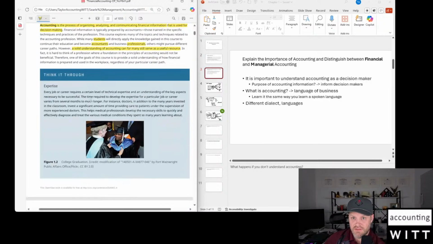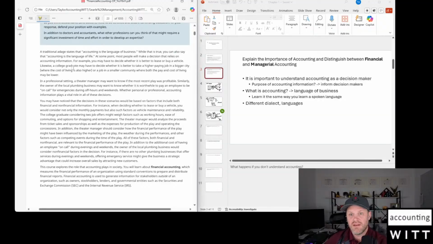I'm going to skip this. Maybe we'll come back. Oh, look at that. A traditional adage. Boom. Oh, you can also say accounting is the language of life. I'm interested. At some point, most people will make a decision that relies on accounting information. True. For example, you may have to decide whether it's better to lease or buy a vehicle.